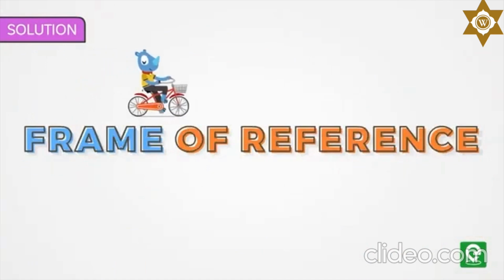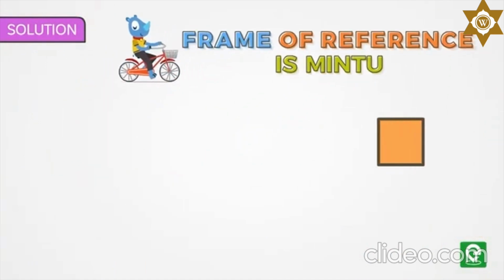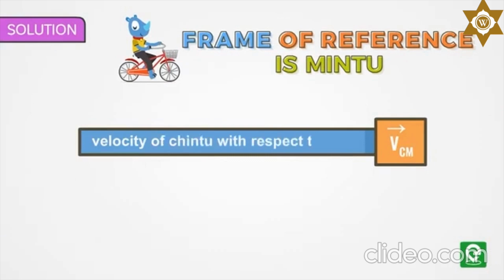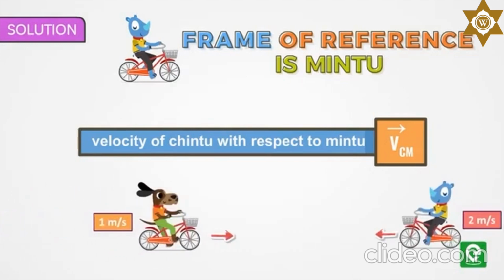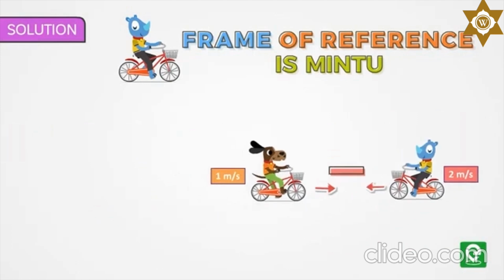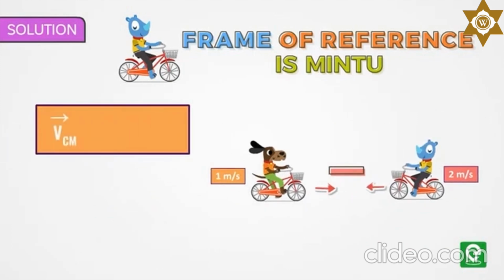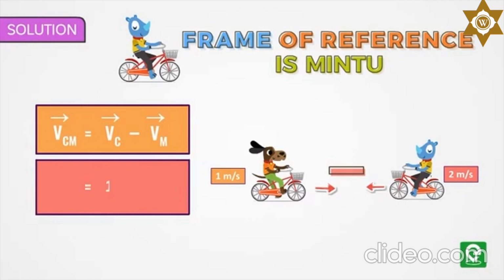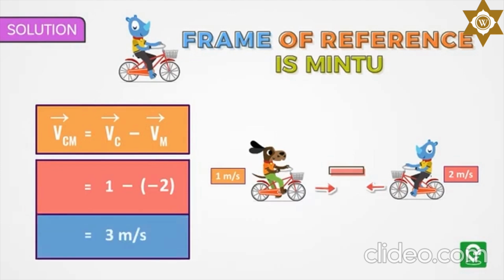In the question, our frame of reference is Mintu. We need to find velocity of Chintu with respect to Mintu, which means that we need to know velocity of Chintu from Mintu's point of view. As discussed earlier, to find velocity of Chintu with respect to Mintu, we must subtract the velocity of Mintu from the velocity of Chintu. Mathematically, we can write VCM equal to VC minus VM. Now putting the values of VC and VM in this equation, we get velocity of Chintu with respect to Mintu, 3 meter per second. This is the desired answer.